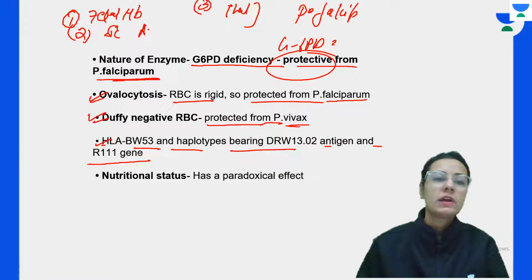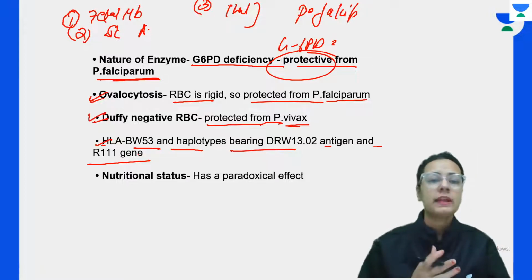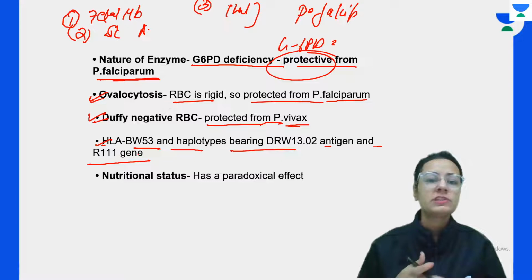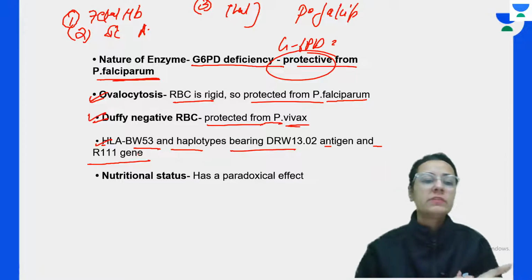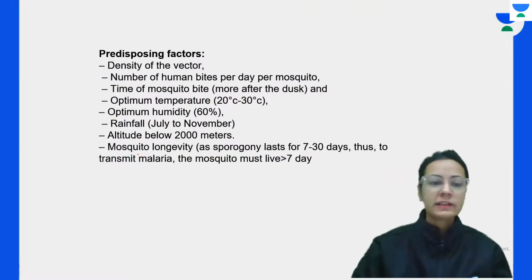are also protective. So we have fetal hemoglobin, sickle cell anemia, thalassemia, G6PD deficiency, ovalocytes, Duffy negative RBCs. The malnourished people have a paradoxical effect, and they are more protected against malaria.